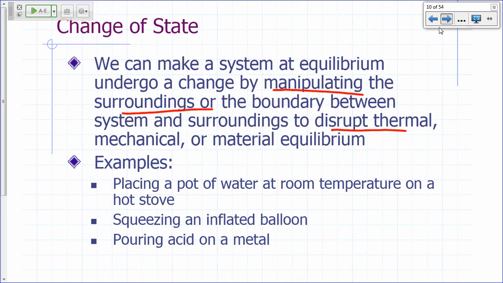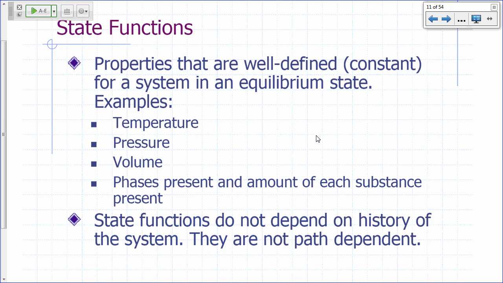Right. State functions. The word state function refers to a property of a system. It's a well-defined value for a given equilibrium state. Examples of state functions would be temperature. If it's a system at equilibrium, its temperature is well defined. So temperature is an example of a state function. Pressure, volume. Things you can use to describe a system at equilibrium are called state functions. They do not depend on the history of the system. In other words, it doesn't matter how you got to that point. It doesn't matter how the system got to that particular state. These state functions are well defined.